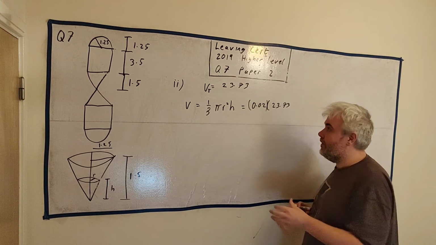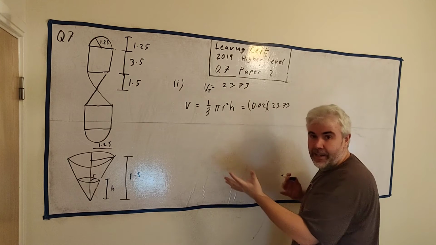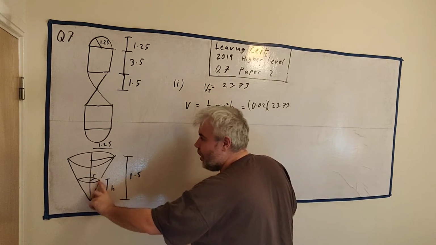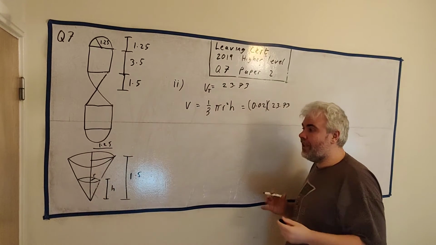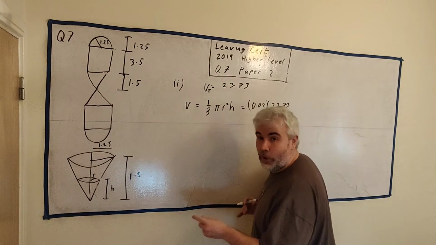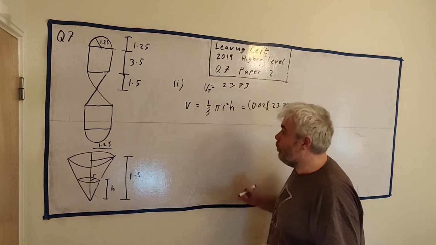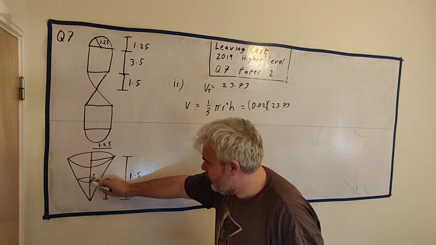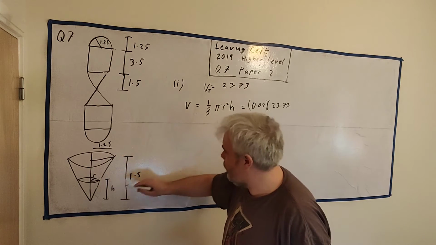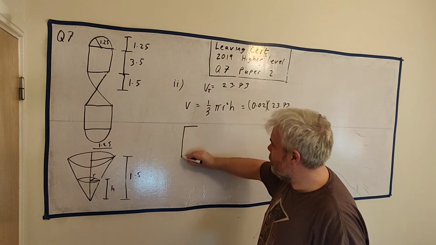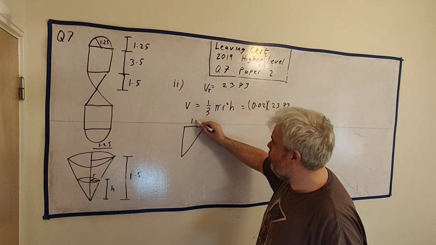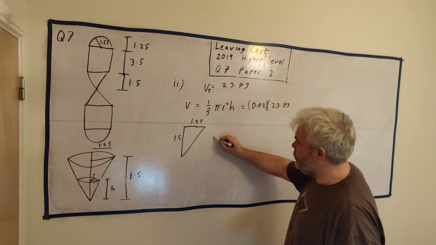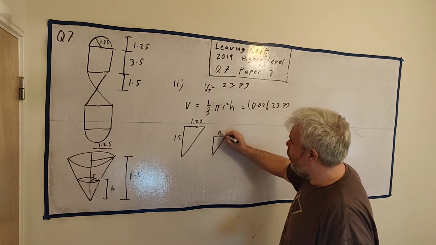The second bit, we need a second equation. We need more information about this. And that information comes from this cone and this larger cone, the relationship between them. We need to notice that they are similar cones, or more importantly, the triangles inside them. So if we made a triangle here from that point and this point across, it would look like this. The larger triangle would look like 1.25 over 1.5. And the smaller triangle would be r and h.